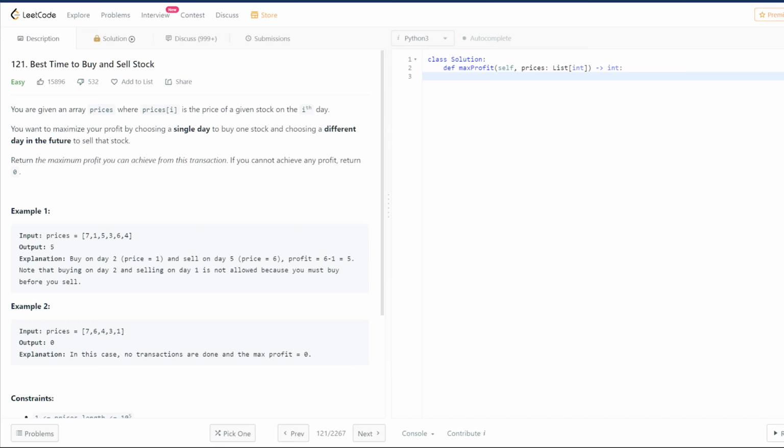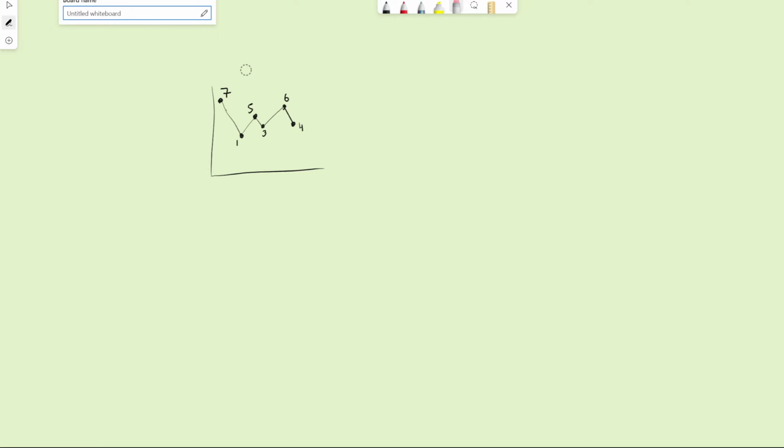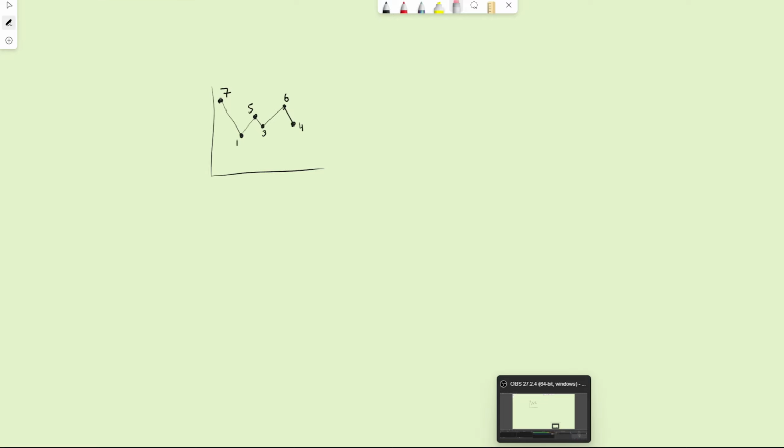For this question, I'll be solving Leetcode 121, best time to buy and sell a stock. This is a bit of a tricky question, even though it's easy, so I think it will help to visualize it using a small diagram that I had put up earlier here. So essentially, let me just recap the question.